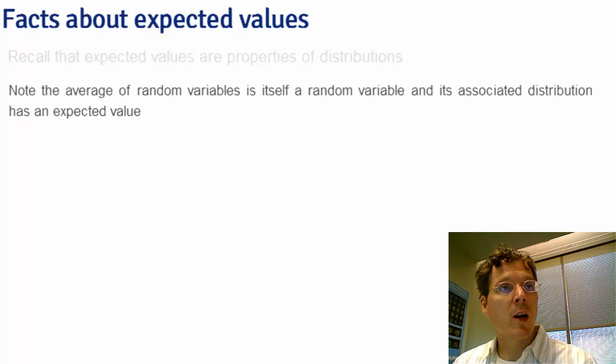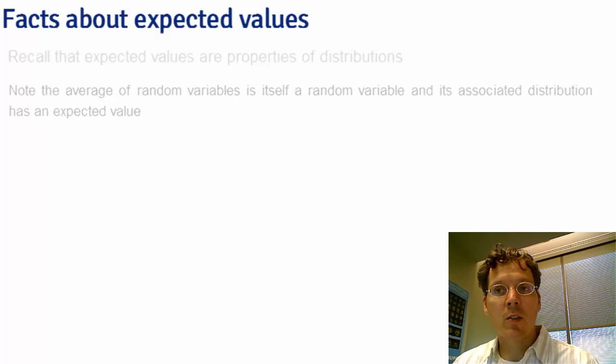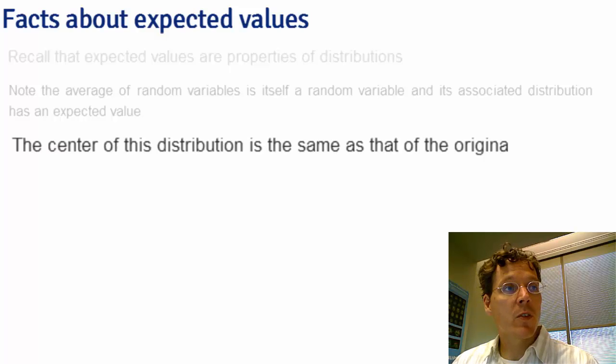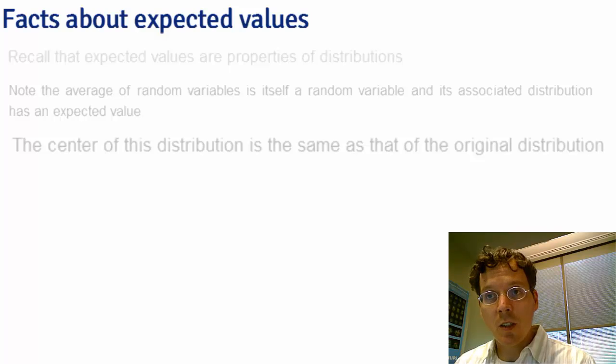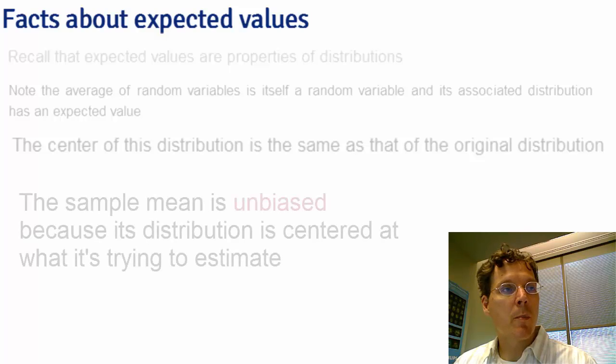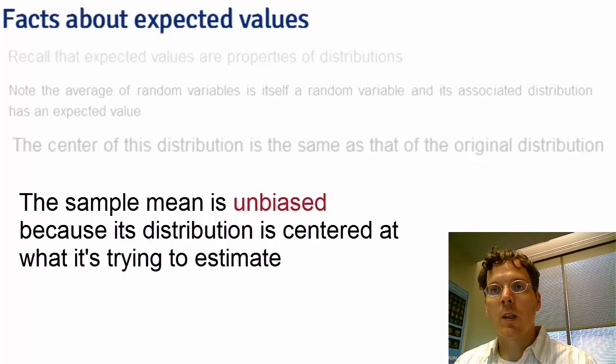Because it's a random variable, it also has a distribution, and that distribution has an expected value. The center of mass of this distribution is the same as that of the original distribution. And I'm going to go through some simulation examples because this is a very important topic to the subject of inference. But the conclusion of this is that the expected value of the sample mean is exactly the population mean that it's trying to estimate. So in other words, the distribution of the sample mean is centered in the same place as the original population that the data is drawn from. When an estimator has this property, we say that the estimator is unbiased. But let's try some simulation examples to see if we can get a handle on this.